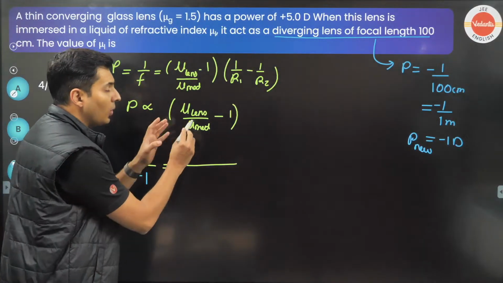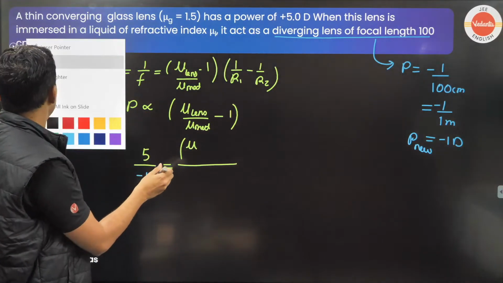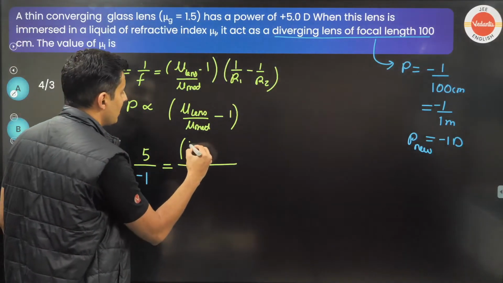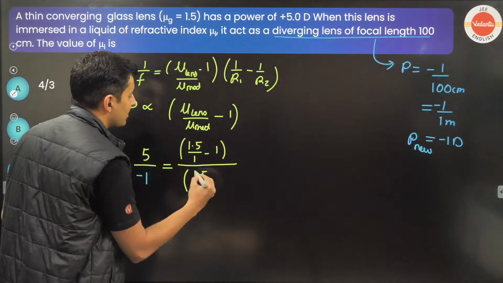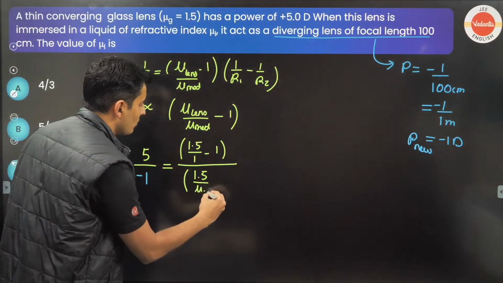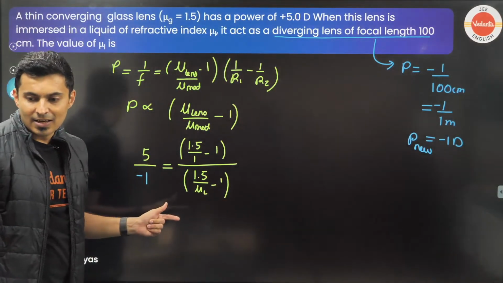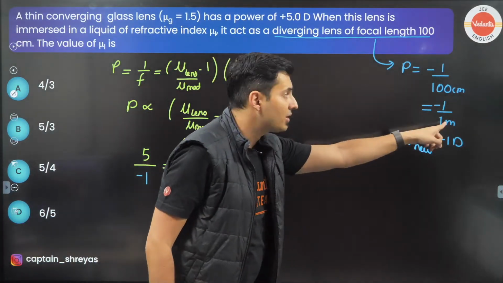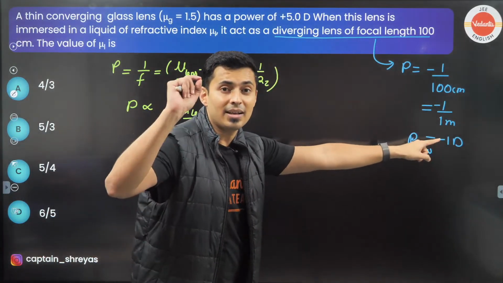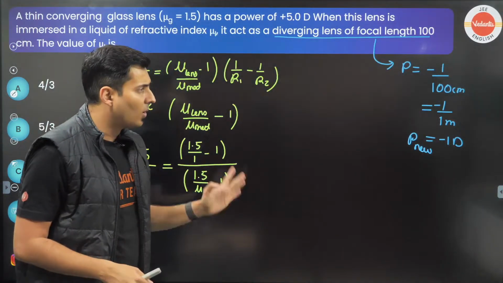In the first scenario, it's in air, so it is just going to be mu of the lens, which is nothing but 1.5. It was in air. Second time, the same lens was in some liquid, so mu L minus 1. That's the second time. Is that clear everyone? Be careful not to leave this 100 in centimeters. You have to convert in meters, because diopter is an SI unit. You have to convert everything into meters, else you will get a wrong answer.